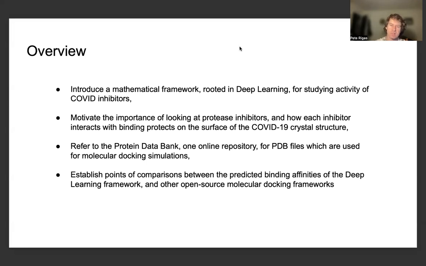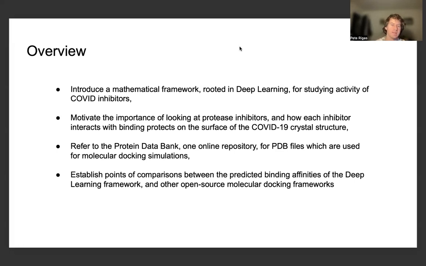And this will allow us to obtain the PDB files, which are used for molecular docking simulations, which are comprised of a series of steps in a workflow that have been done before and described in another presentation, which I'll draw the attention of the viewer to.